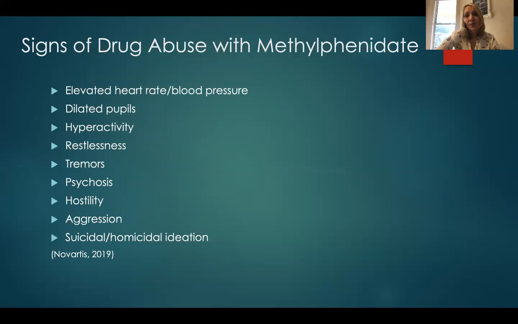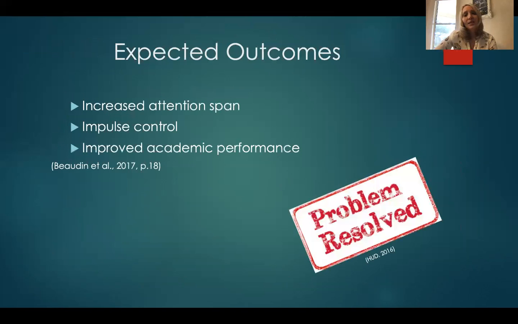Signs of drug abuse with methylphenidate. So you're going to watch for things like an elevated heart rate or blood pressure, dilated pupils, hyperactivity, restlessness, tremors, psychosis, hostility, aggression, and suicidal or homicidal ideation. These are signs that the drug is being abused and needs to be discontinued and tapered. So expected outcomes. What we want to see is an increased attention span, impulse control, and improved academic performance.